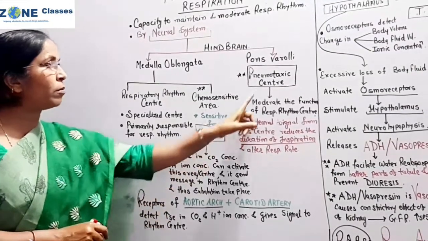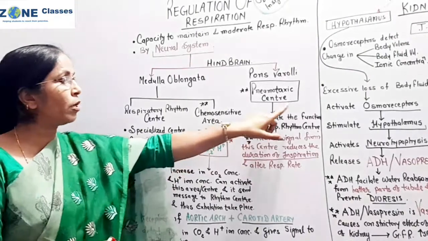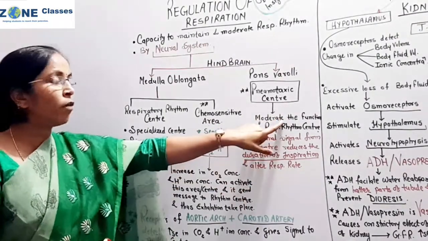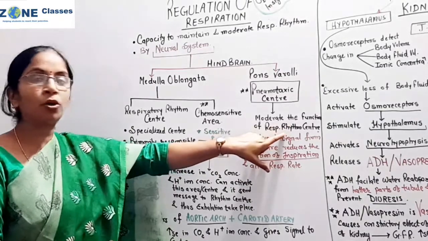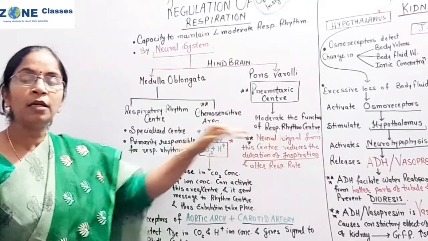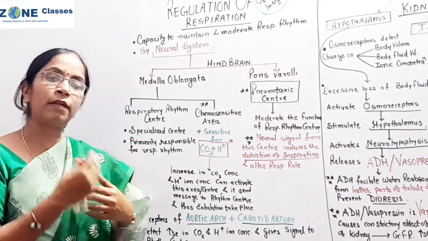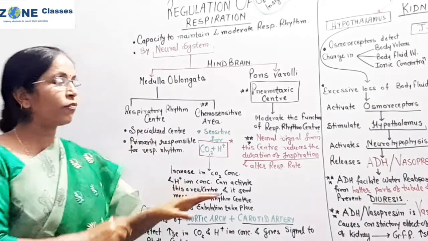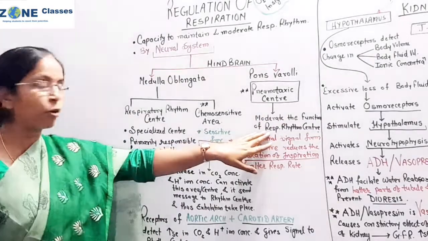And now we come towards the pons varolii. Here you remember the pneumotaxic center. What is the function of the pneumotaxic center? It moderates the function of the respiratory rhythm center. If the rhythm center starts activity and its activity suddenly increases, then to moderate that activity, you remember the pneumotaxic center is responsible.